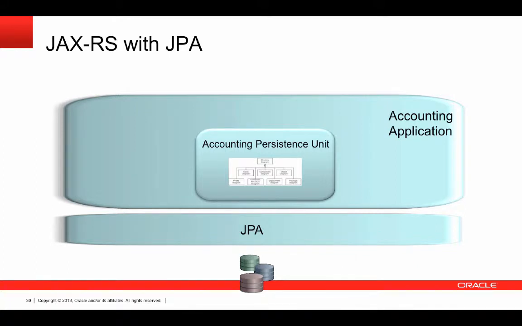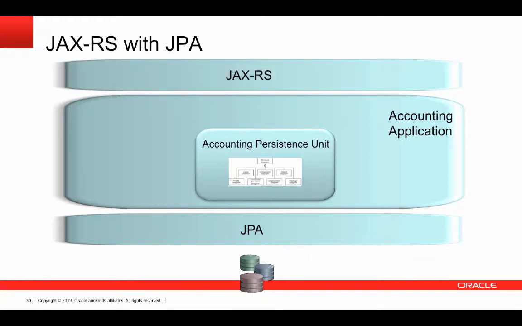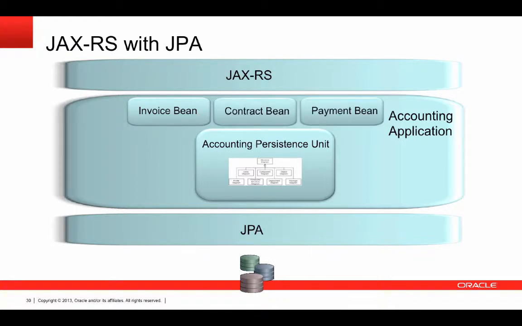So looking at this graphically, I now have a JAX-RS with JPA stack. We put Jersey, our JAX-RS implementation, in front of our custom application component, which leverages JPA to map my entity objects to the database. I have the invoice bean that I've shown you, but I might have numerous other beans to expose different parts of my object model and functionality.